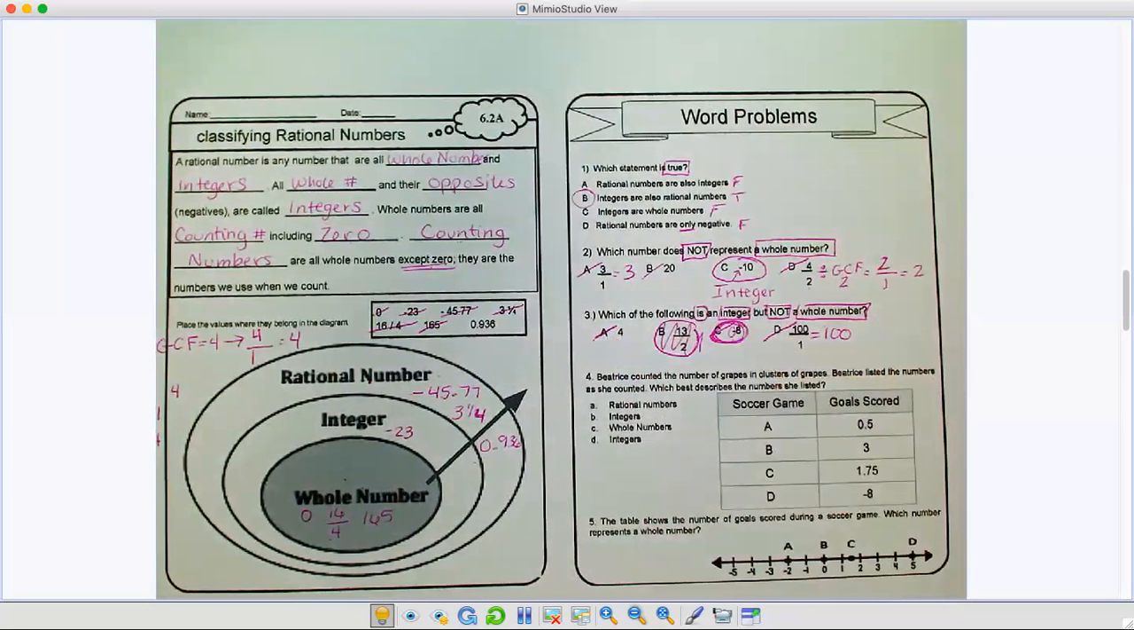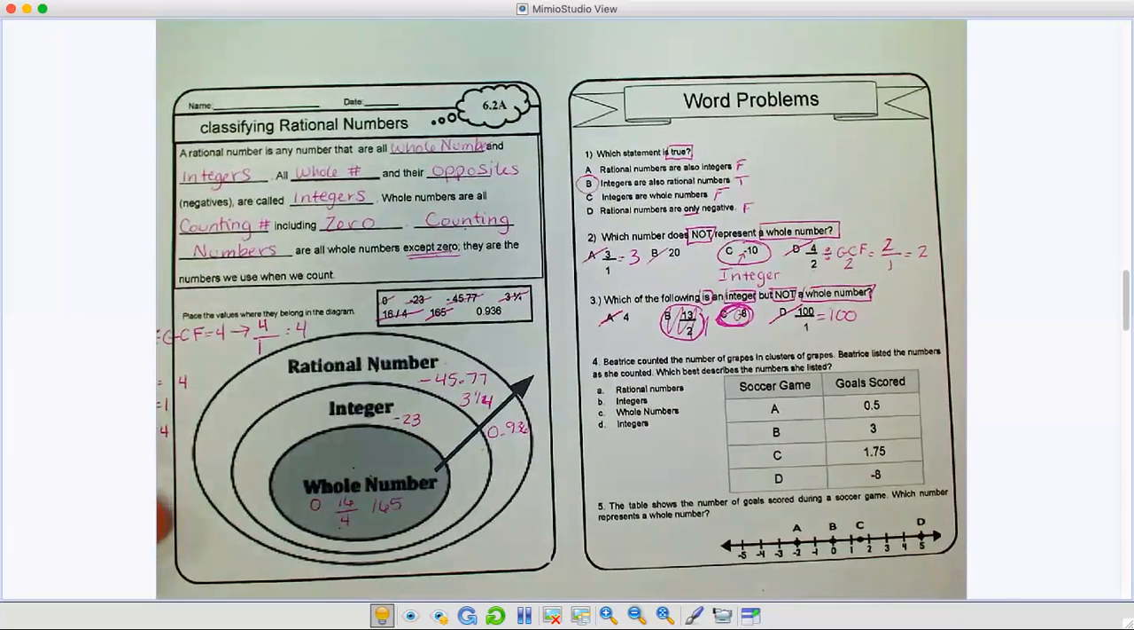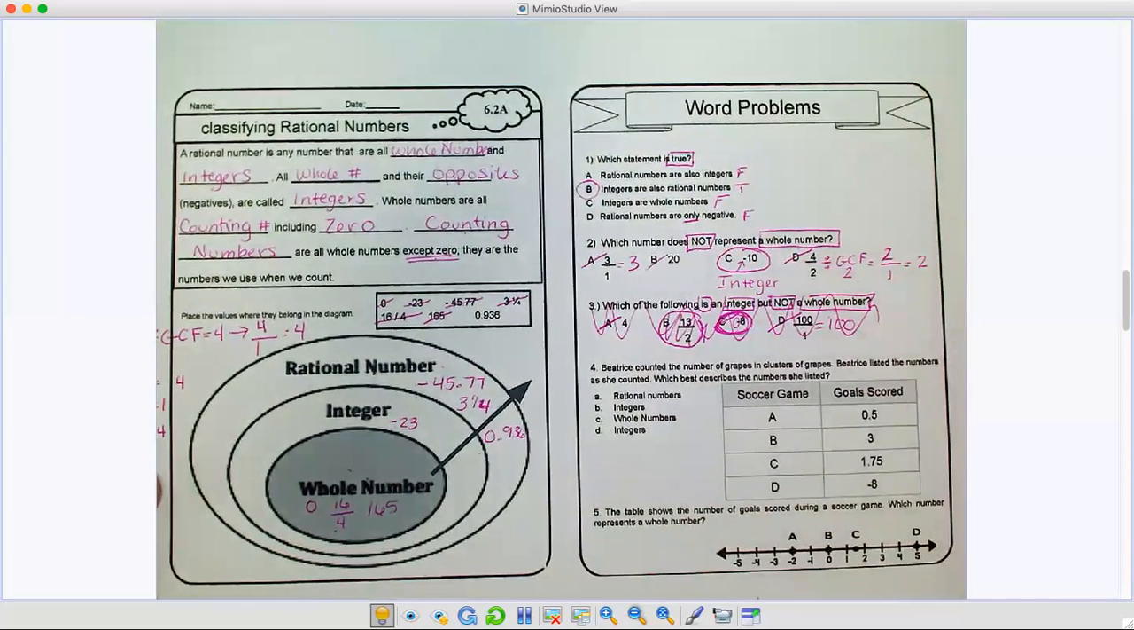Okay. I made a mistake. So we're just going to ignore everything for question 3. I'm so sorry.